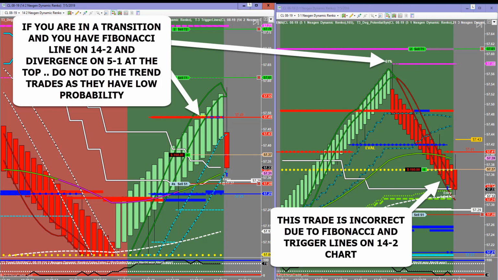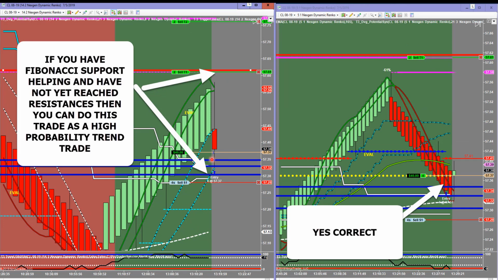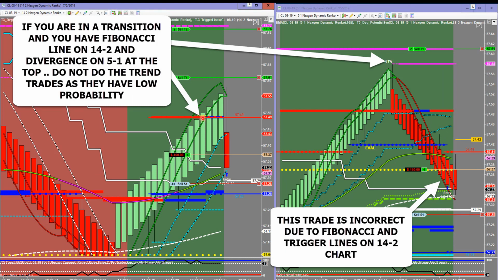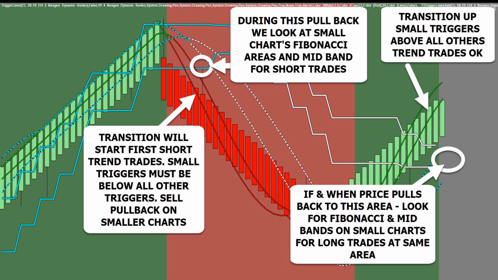Take a look. And again, I drew these fibs on to kind of cheat, but you can really see the difference. Fibonacci support that supports the trigger line transition, room to the next target, everything's okay. Fibonacci resistance with a transition is going to hurt this trade and you're not going to win it. And again, the trade is incorrect due to Fibonacci and trigger line reading. So when you're looking at your chart, you can't just look at the trigger lines. You have to look at the transition. You have to, during the pullback, look at the Fibonacci areas here and here to make sure it's right.